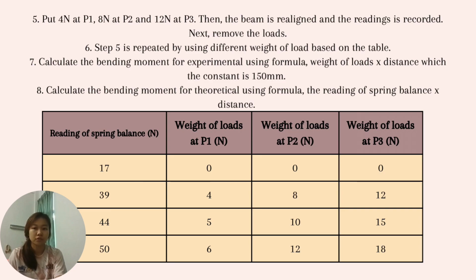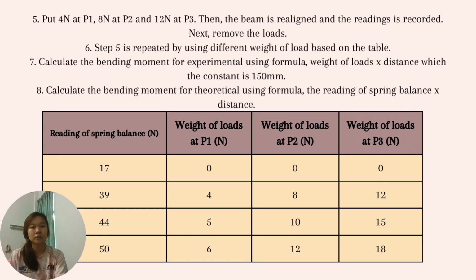Then, put 4 Newton at P1, 8 Newton at P2 and 12 Newton at P3. Then, the beam is realigned and the reading is recorded. Next, remove the loads. Step 6: Step 5 is repeated by using the weight of load based on the table below.